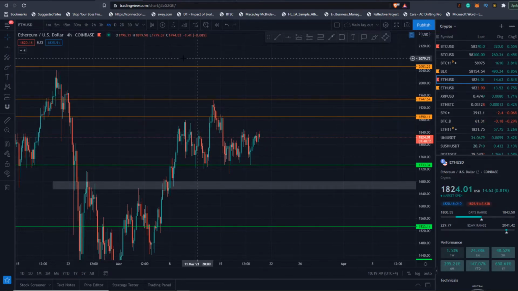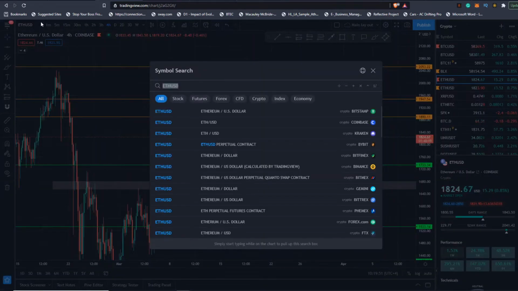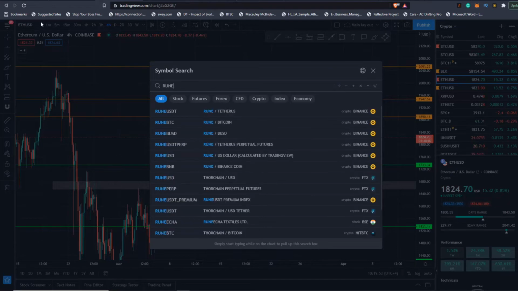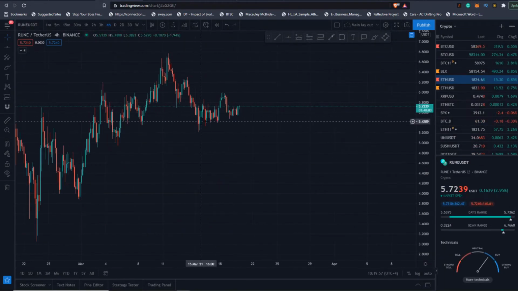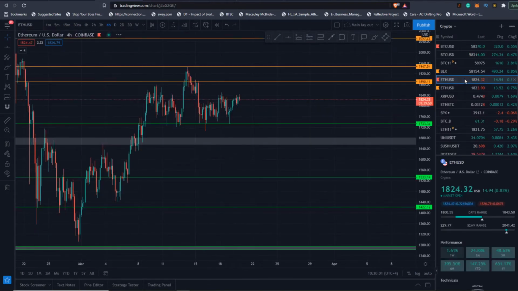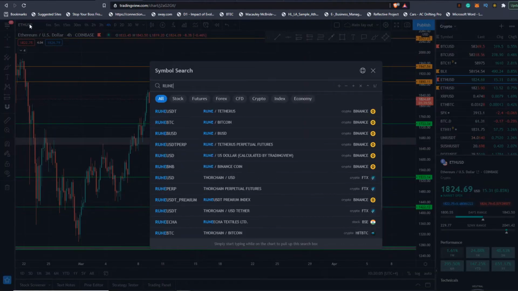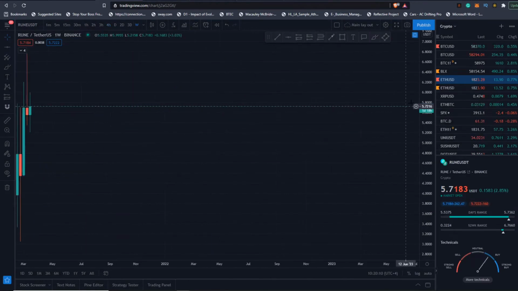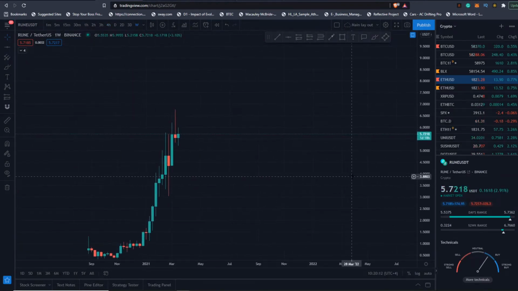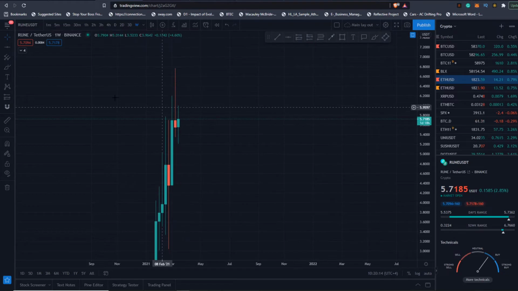So let's get into some exciting alts. Alt of the day is Rune, so let's have a look at what's going on with this. That looks exactly like Ethereum, doesn't it? Look at this. Pretty close. But anyway, let's get back to Rune, and we'll start with the higher time frames and get an analysis. We go to the weekly first of all, and the weekly is looking good, especially since we have a pivot here.